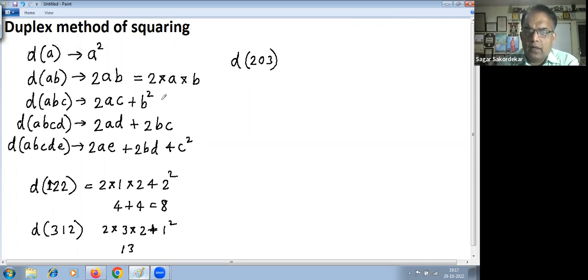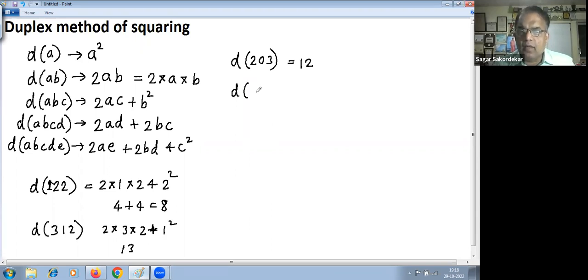Good, Isra correct. Sattvic correct. Correct. Parth correct. Two into 2 into 3, that is 6 and 0 square. So sorry, 2 into 2 is 4, 4 into 3 is 12, not 6. The answer is 12 here, plus 0 square is 0. So the answer is 12. Okay, I think all have answered correct.